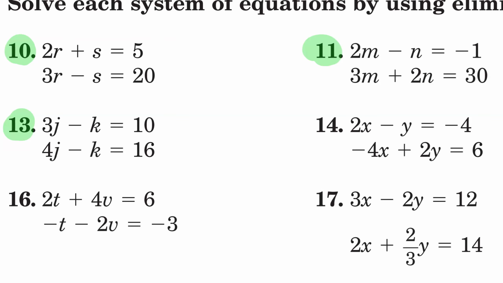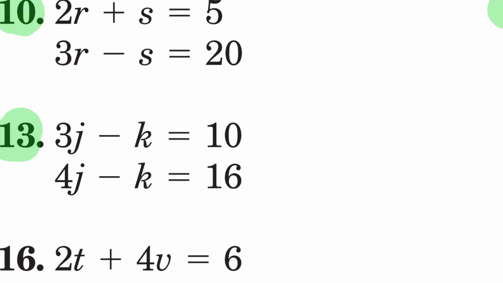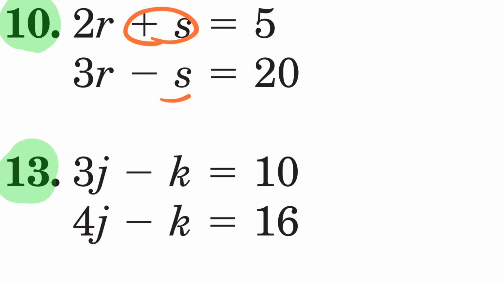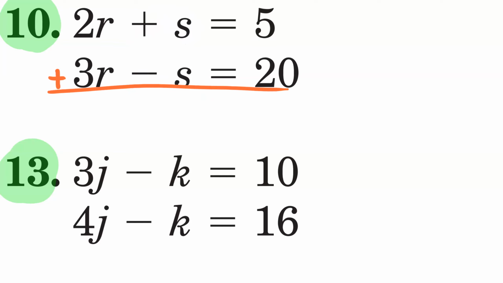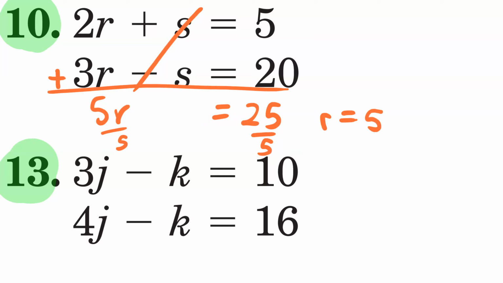All right, now we're using elimination. What this means is you want to literally have one of the variables eliminate when you add the two together. So number 10 is nice because I already have opposite signs for the coefficient in front of s. So if I add my two equations together, I get 5r plus s minus s cancels out equals 25. And then to get r by itself, divide both sides by 5. And you see r is equal to 5.